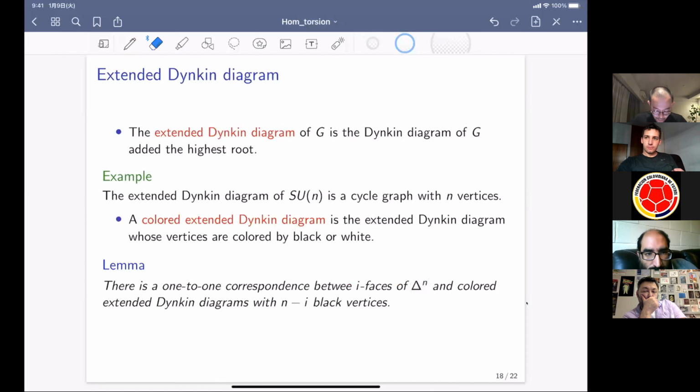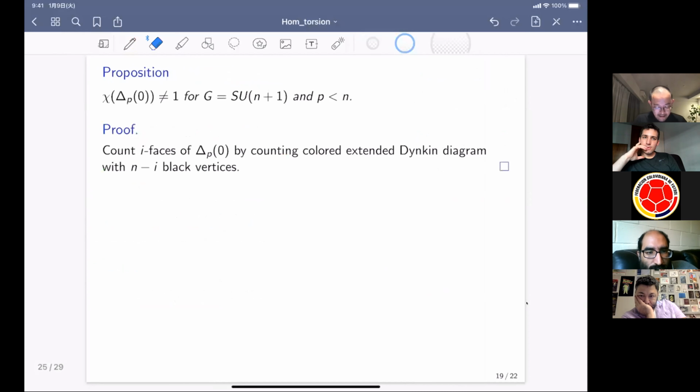So if you want to count the number of faces of delta pk, you have to find the corresponding colored extended Dynkin diagrams. And actually, it's not so easy. It's easy, really. For example, if G is SU(n+1), we can count all the number of faces of delta P0, and we can prove that its Euler characteristic is not 1.